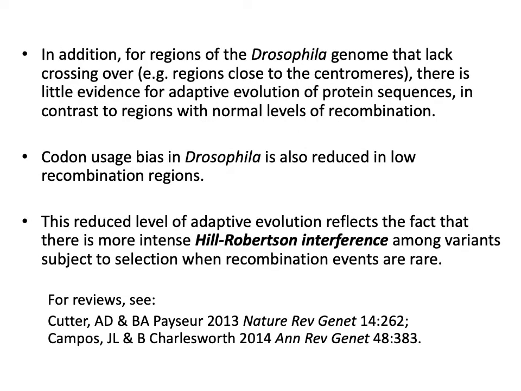In addition, in Drosophila, regions of the genome that lack crossing over often show little evidence for adaptive evolution of protein sequences, in contrast to what you see with normal levels of recombination, and codon usage bias is also reduced in these regions. This reduced level of adaptive evolution probably reflects the fact that there's more intense Hill-Robertson interference when you don't have much recombination. Hill-Robertson interference is what happens when selection at one site in the genome reduces the efficiency of selection at nearby sites.